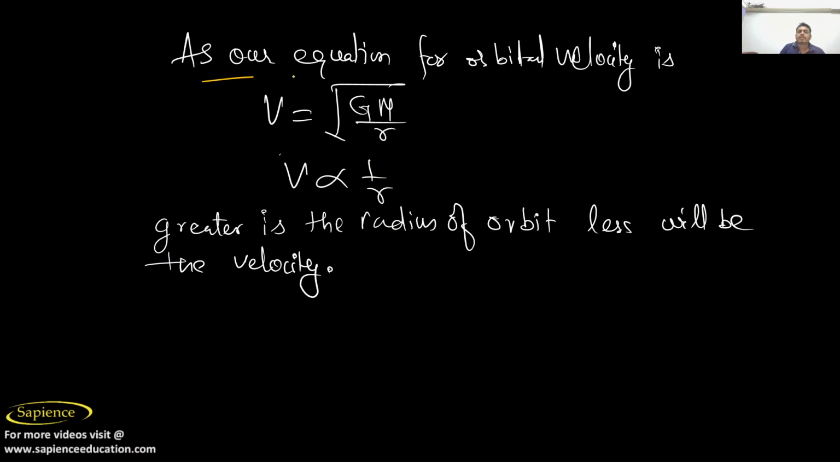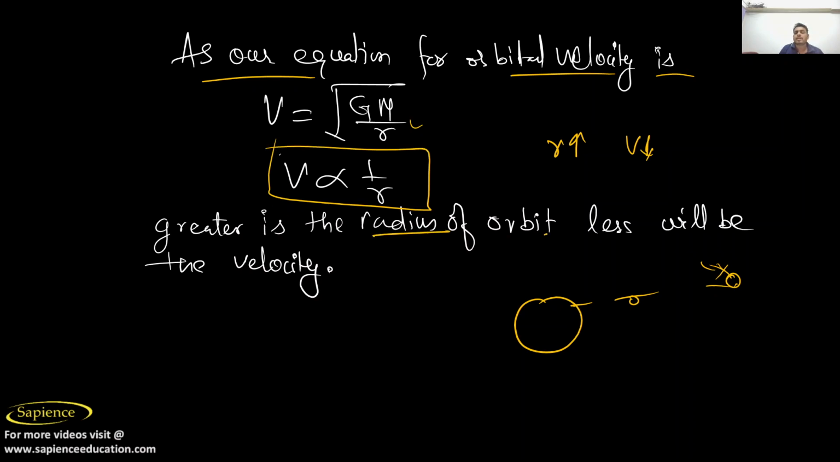Now, as our equation for orbital velocity is v is equal to root of GM by r, it means that velocity is inversely proportional to r. It means that if r increases, velocity will decrease. As your satellite goes farther, velocity will decrease. From this equation, we can say that the greater the radius of the orbit, the less will be the velocity. As it is nearer to the Earth, its speed is more, but as it is very far away from the Earth, its velocity will be less. So I don't think there will be any confusion in this, right?